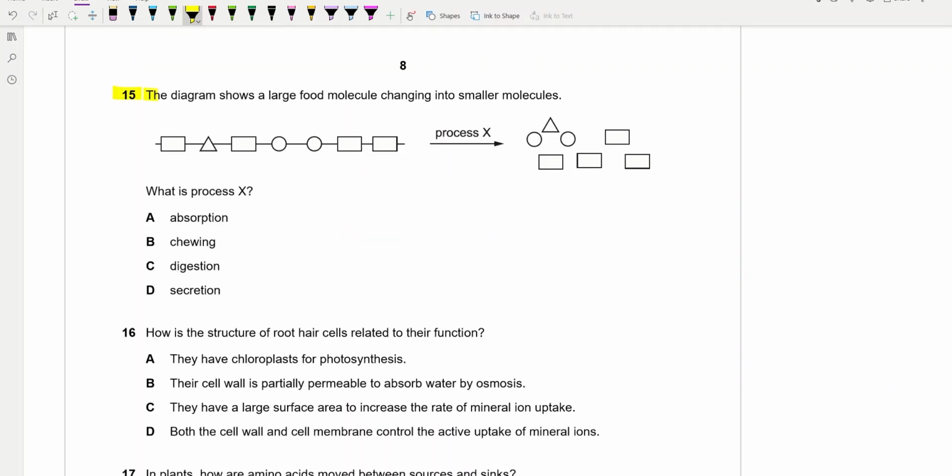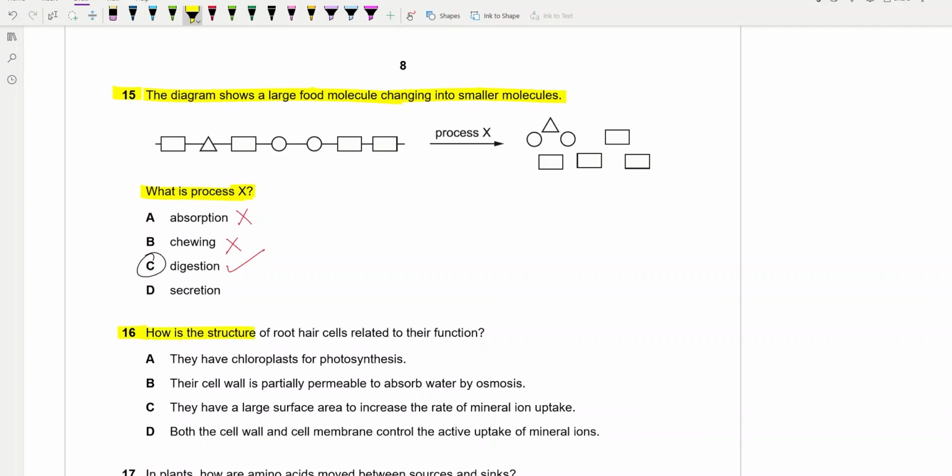Question number 15. The diagram shows a large food molecule changing into smaller molecules. What is process X called? Option A, absorption, which is wrong. Option B, chewing, which is wrong. Option C, digestion, which is correct. Option D, excretion. So the correct option would be option C.